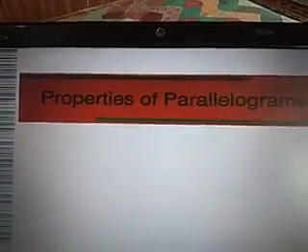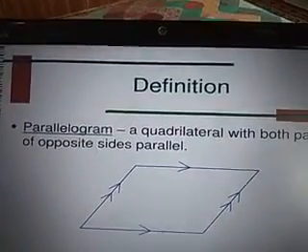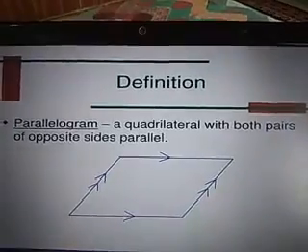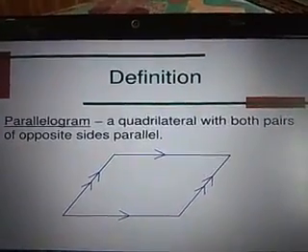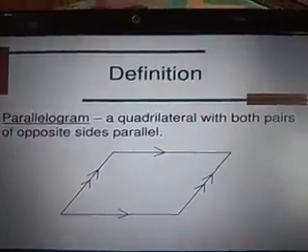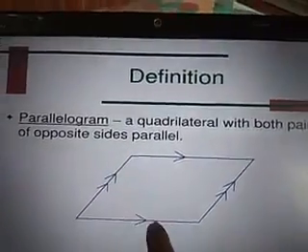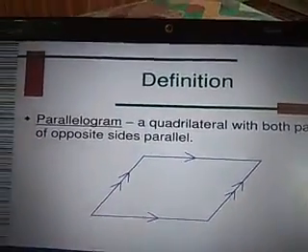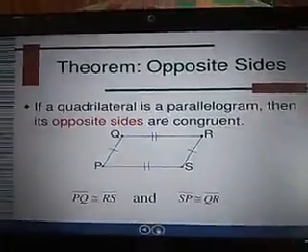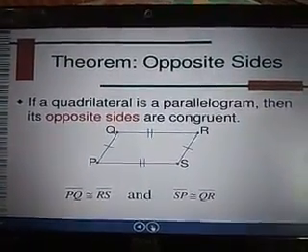So first of all, the definition of a parallelogram, as we already know, is a quadrilateral with both pairs of opposite sides parallel. This side is parallel to this side and this side is parallel to this side. And after that, there are some properties.